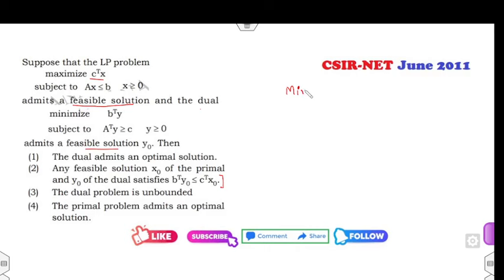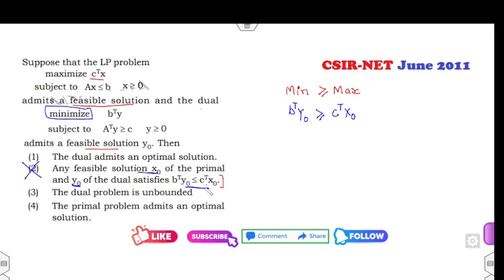What I told you: any minimization problem's answer will always be greater than the maximization. What is minimization? Primal or dual, so that means b transpose y0 is my feasible solution. This will be greater than what? Than the maximization's feasible solution. But you can see that is my opposite solution. Fine, so this option is cancelled out.